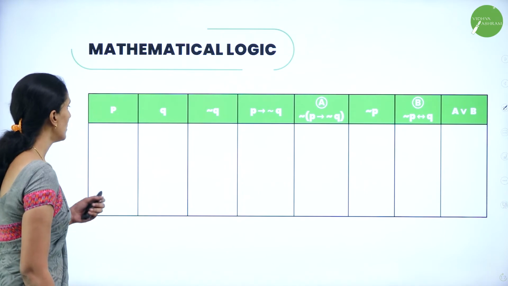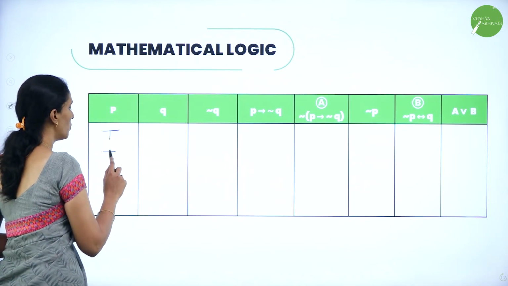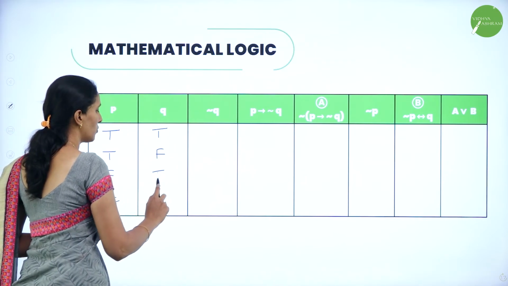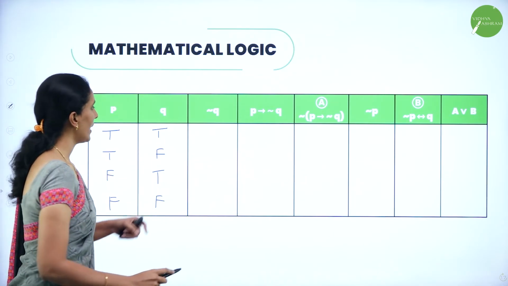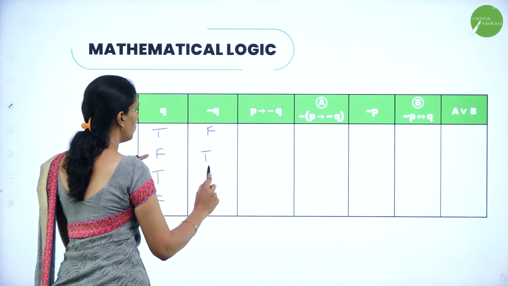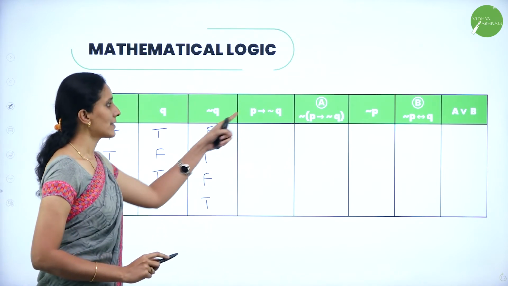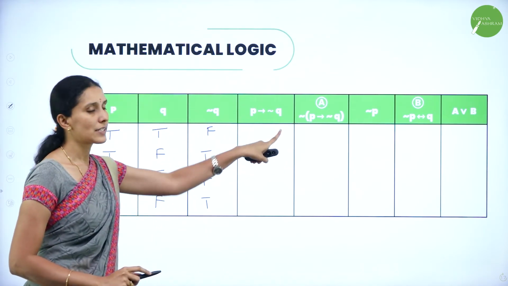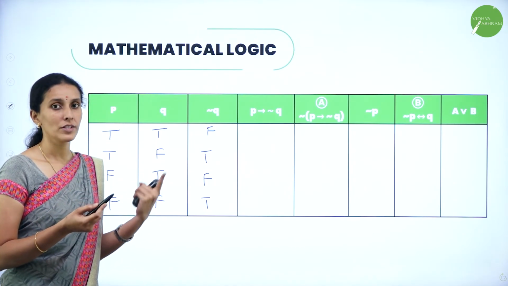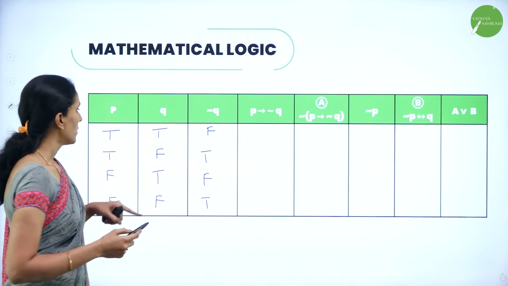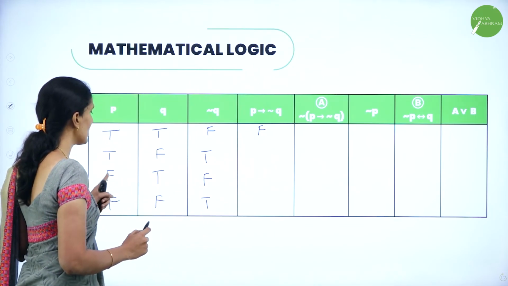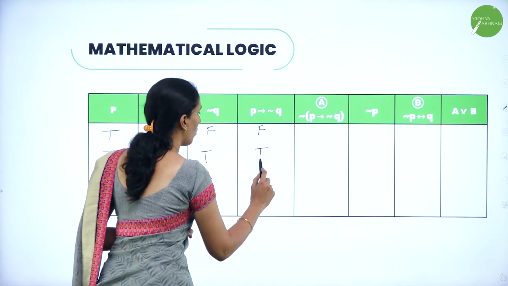So, let's write the truth values of P: true, true, false, false. Q: true, false, true, false. Now, let's write negation Q. Negation of Q is false, true, false, true. Next, I need to take P implies negation Q. P implies Q is false when P is true and Q is false. In all the other cases, it is true. So, in the first case, it is false. In the second, third, and fourth cases, all the values are true.